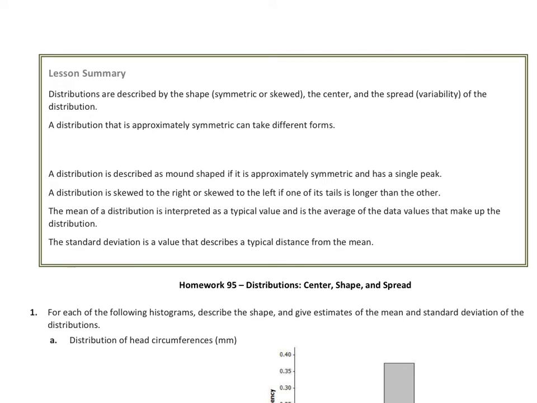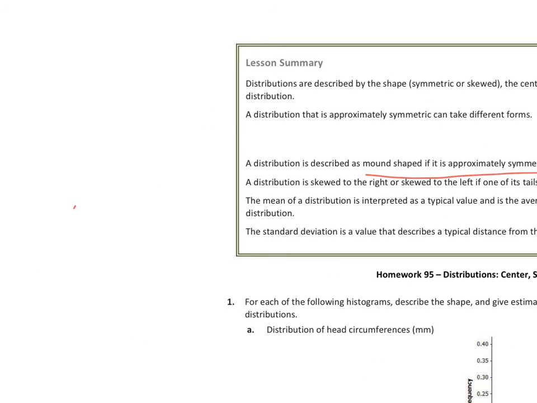So distributions, here's your summary, are described by the shape, symmetric or skewed, the center, and spread or variability of the distribution. A distribution approximately symmetric can take different forms. We want mound shape, which is approximately symmetric and has a single peak, so that's here, that's your bell curve. A distribution skewed to the right: remember, skewed to the right is when the tail is to the right, and skewed to the left is when the tail is to the left.